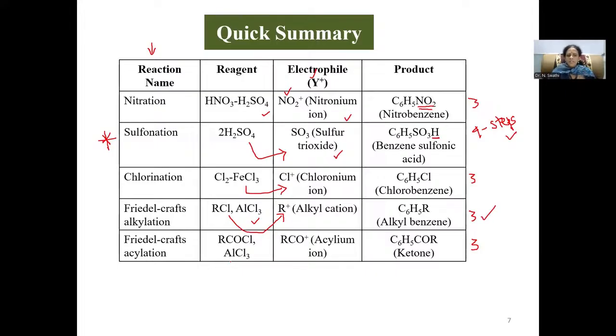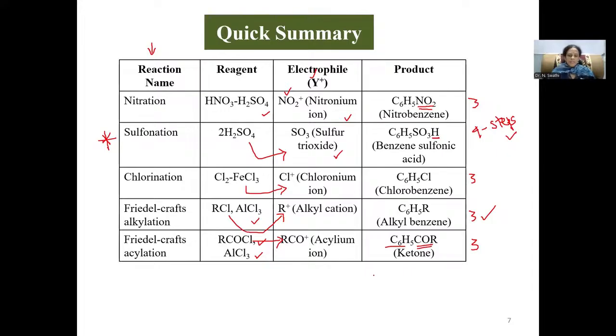Now, when it comes to Friedel-Crafts acylation reaction, here acyl chloride, RCOCl, and aluminum trichloride are used in combination. From this acyl chloride, an acylium ion will be generated as the electrophile. Now this acylium ion just attaches to the benzene ring system. That is how we get the corresponding ketone.